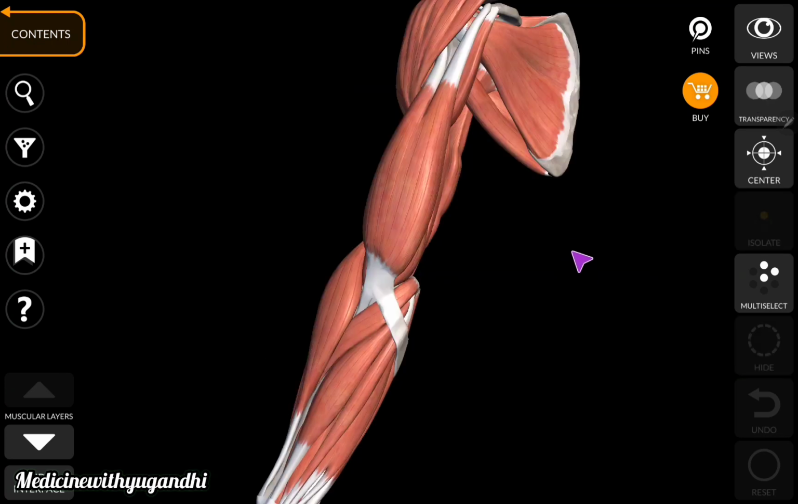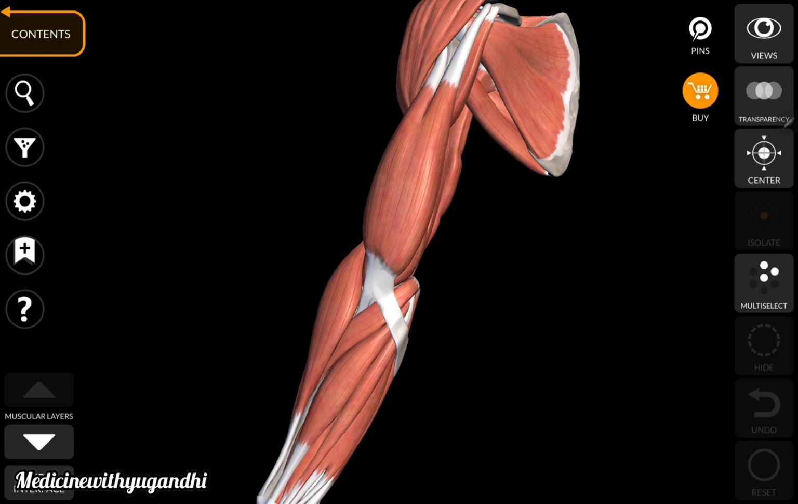Coming to the next topic, that is the floor of the cubital fossa. Two structures mainly contribute to the floor of the cubital fossa. One is the brachialis muscle and the other one is the supinator. Again I am repeating, the floor is contributed by the brachialis muscle as well as by the supinator.